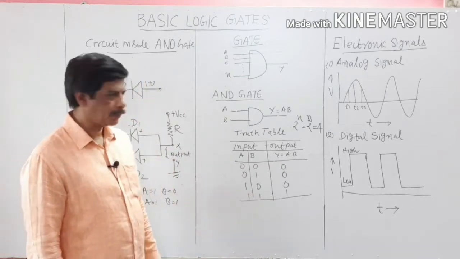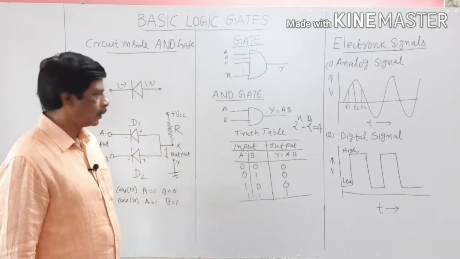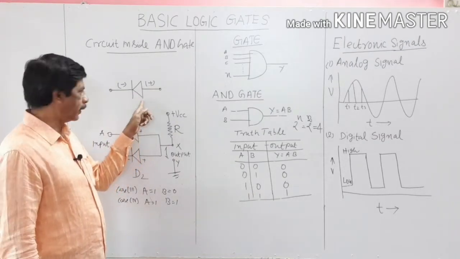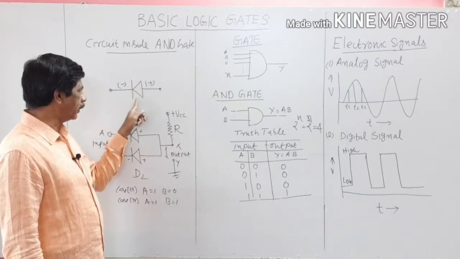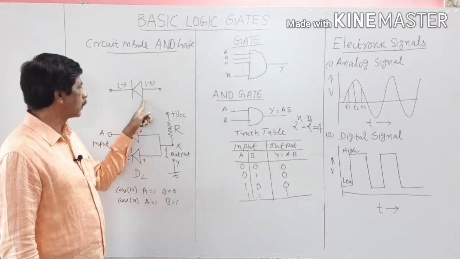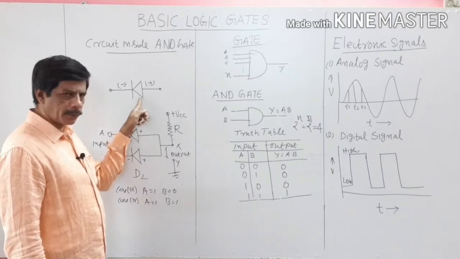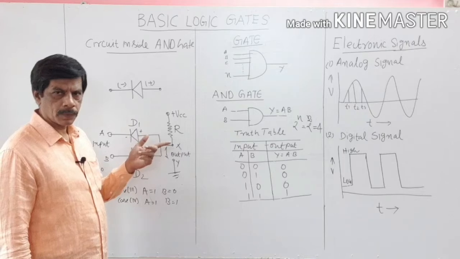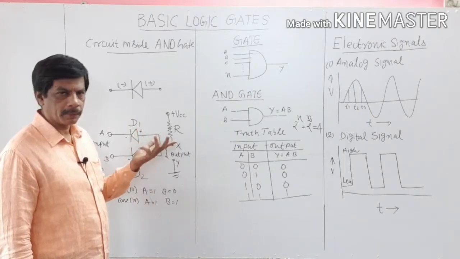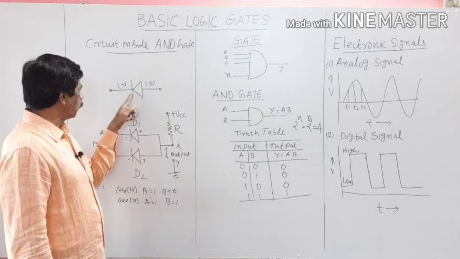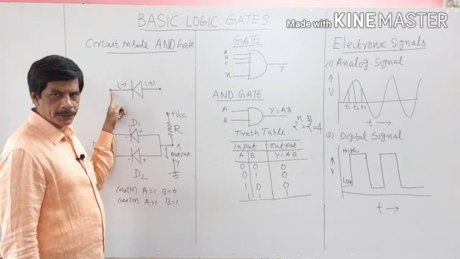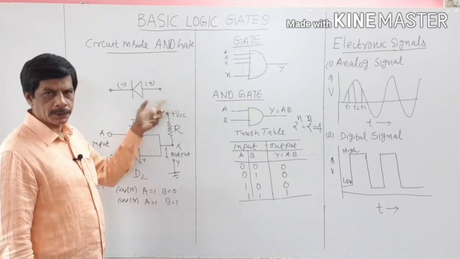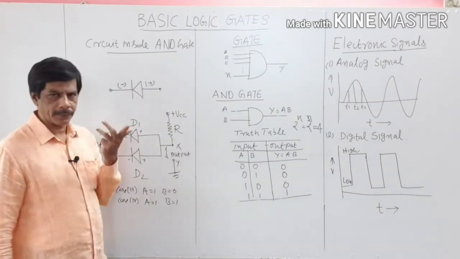Before discussing that circuit, let us analyze a simple diode. The diode consists of a cathode and an anode. The diode is subjected to forward bias and reverse bias. What do you mean by forward bias? Same polarity. When the cathode is given negative voltage and the anode is given positive voltage, this is known as forward bias, same polarity.